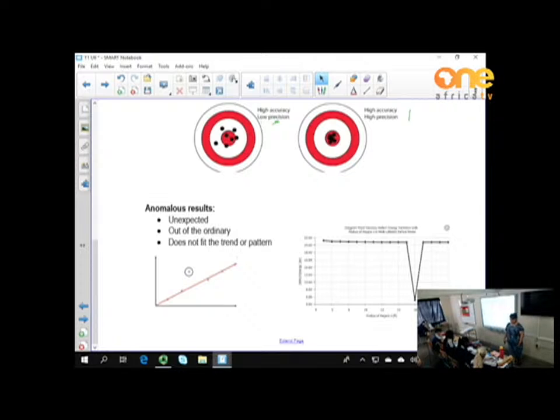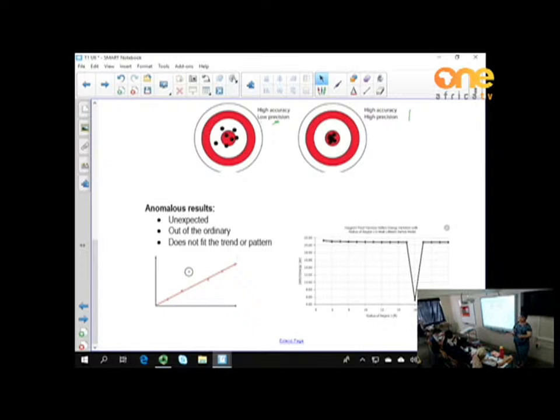Anomalous results. What's an anomalous result? One that doesn't fit the pattern. How do we treat anomalous results? We ignore them. You can try and retake the reading. Sometimes it does solve that one.